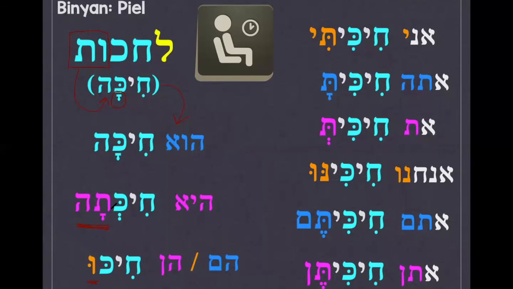Okay, so it's not just chika and chiku, because chika is he waited. So chikta, that tav is what differentiates between he waited and she waited. Okay, chika is he waited, chikta is she waited. And then we have chiku, which is they waited, both masculine and feminine. And now if we go to the other pronouns, we see that double i. So ani chikiti, ata chikita, at chikit, anachnu chikinu, atem chikitem, and aten chikiten.